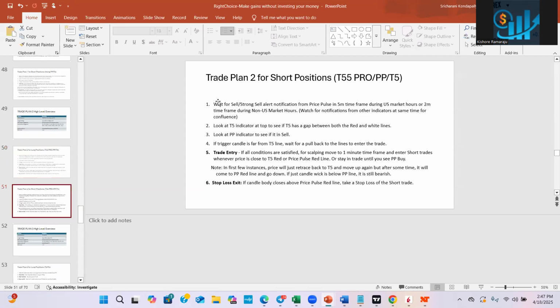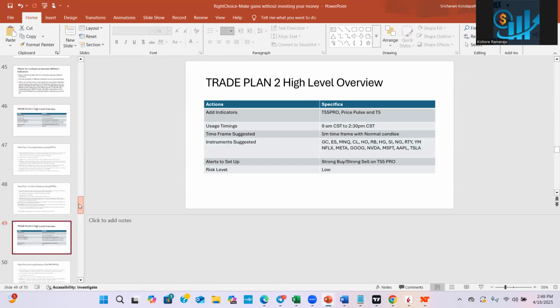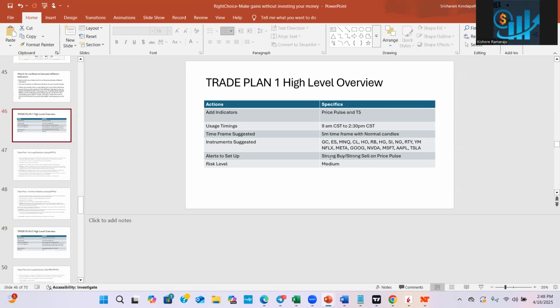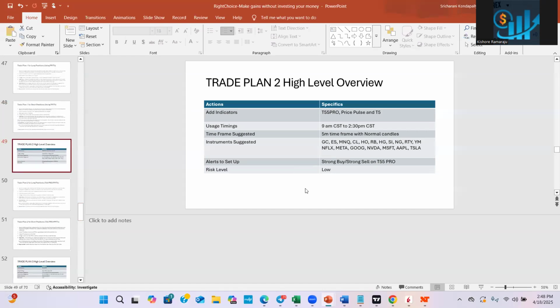Same thing, right? Trade plan two, wait for a strong sell notification. Look at the T5 indicator to see if T5 has a gap between the red and white lines. Look at the PP indicator to see if it is in sell. If the trigger candle is far away from the T5 line, wait for a pullback. Then just enter, make 300-400, you close the trade. So this is trade plan two, which is very minimal risk. The risk is a little bit high compared to this one, but you will make more profits here. Here, your risk is very minimal. You will easily make $300-400 every trade.